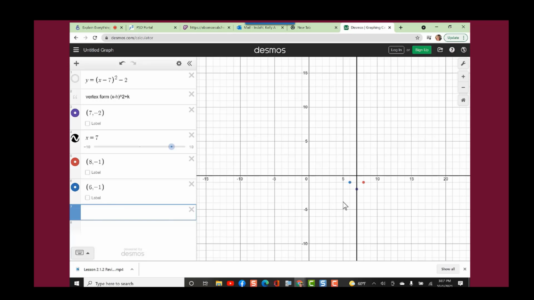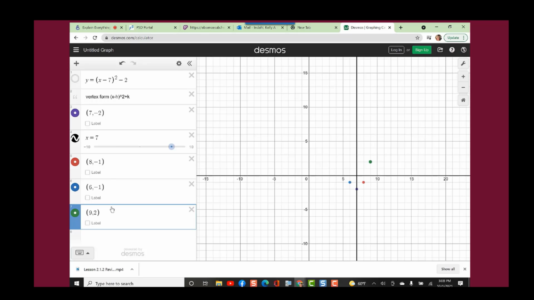All right, so the next thing I'm going to do, this was 7, we picked 8. Now I'm going to pick 9, okay? So I'm going to put 9. But then I'm going to look at my equation, and if I plug in 9, it's going to be 9 minus 7, which is 2. 2 squared is 4. 4 minus 2 is 2. So that means my point.